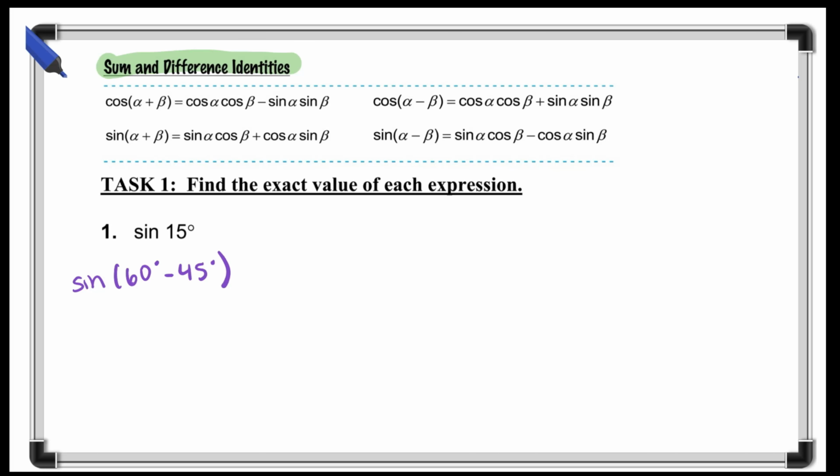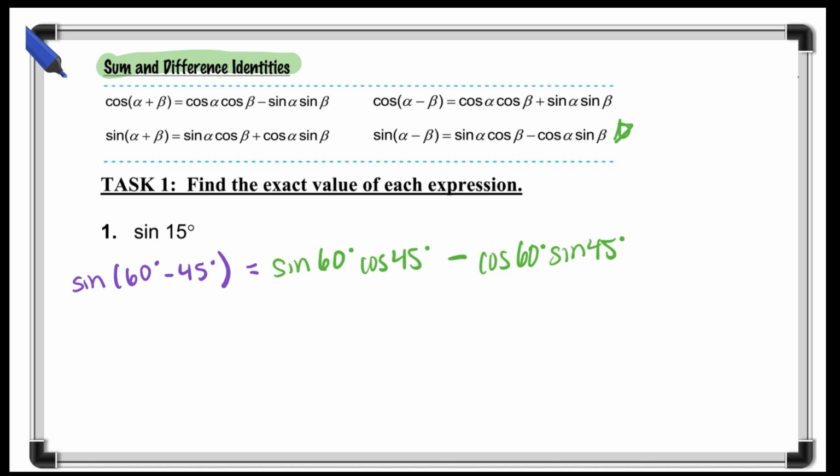So now let's go ahead and use our formula. This is the difference formula we're going to use for sine, and that would get me, here we go, our first angle here. So we have the sine of 60 degrees times the cosine of 45 degrees. And we're going to subtract the cosine of our first angle, which is 60, times the sine of 45. So again, we're using this formula here.